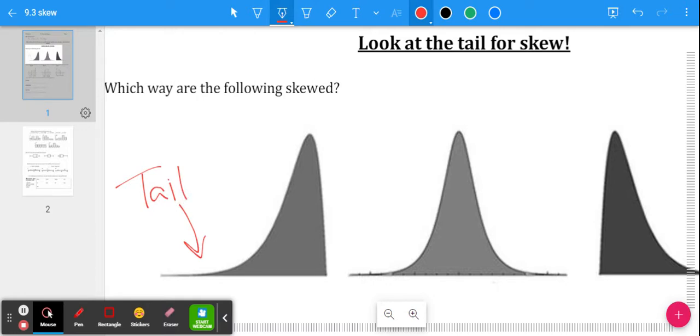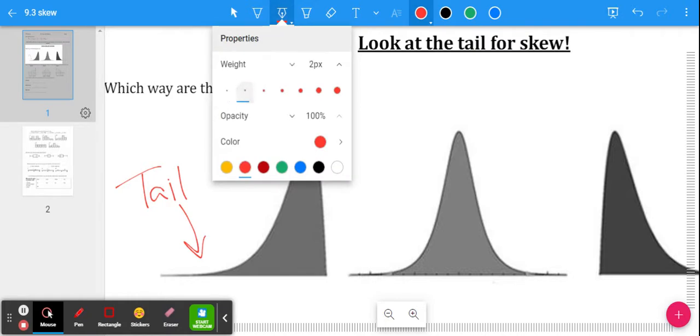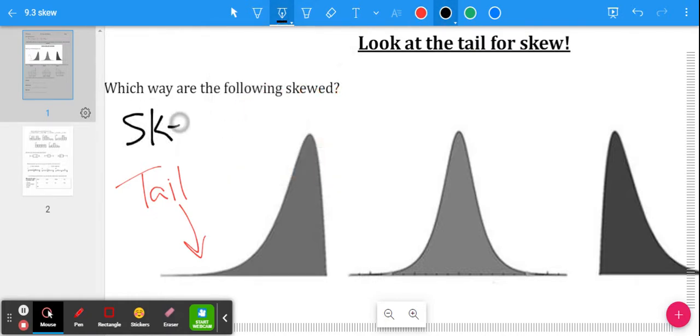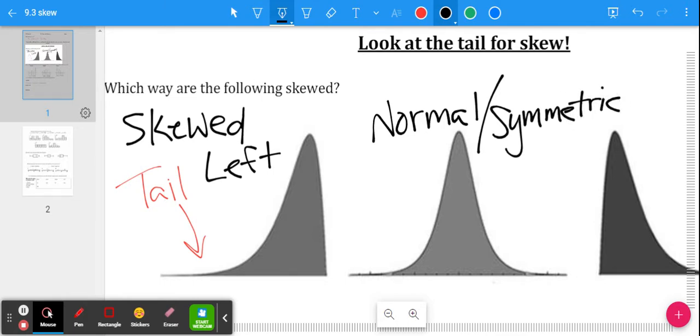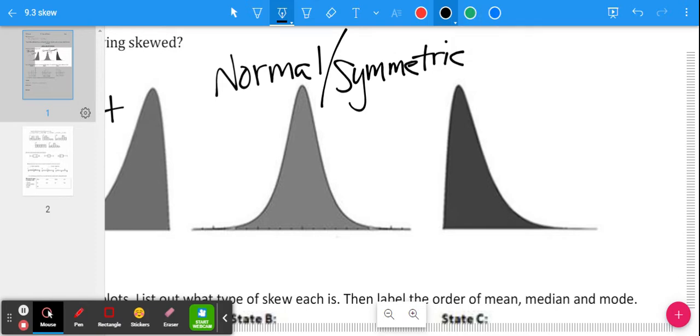That means this one, because the tail is on the left, is skewed left. The one in the middle doesn't really have a tail. Most of the information is right there in the middle, and it kind of slopes out perfectly on either side. So this one is normal, which is also known as symmetric. So it has normal distribution. So the last one, because the tail is over here on the right, this one is skewed right.